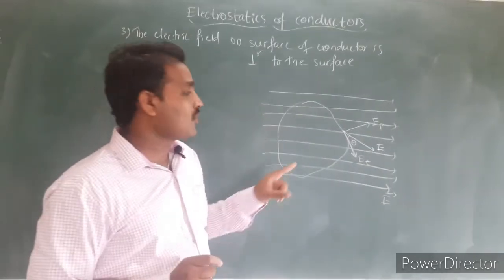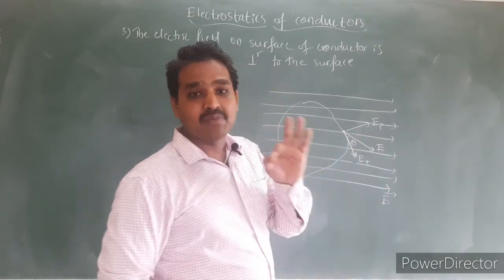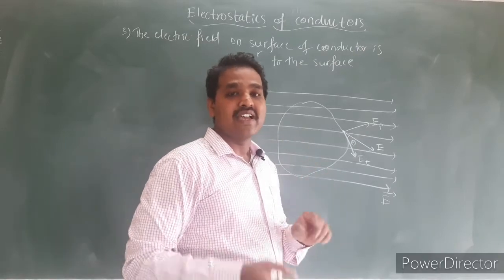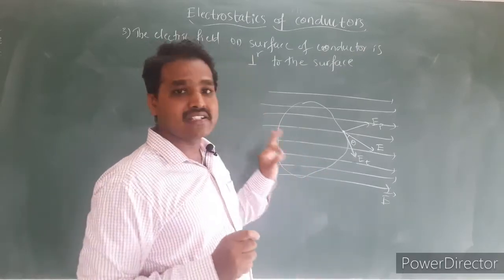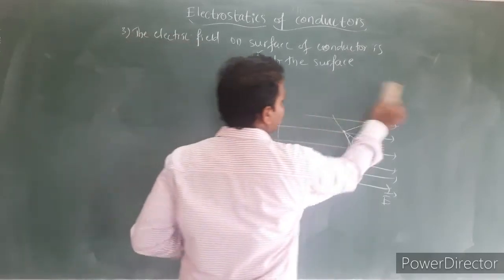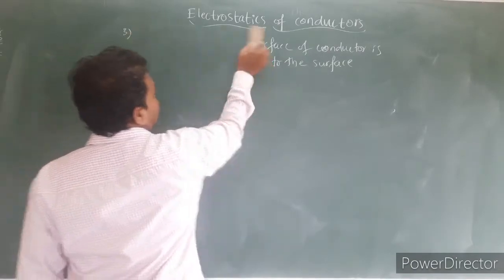So to satisfy this condition, whatever electric field is there must be perpendicular to the surface of the conductor. That is, at every point on the surface, the electric field will be acting perpendicular to the surface of the conductor. This is how we can prove this statement.